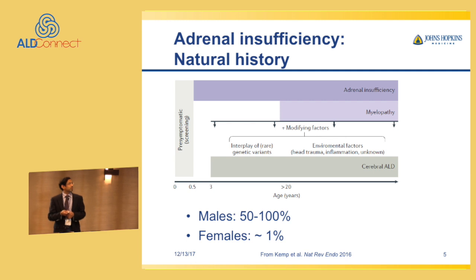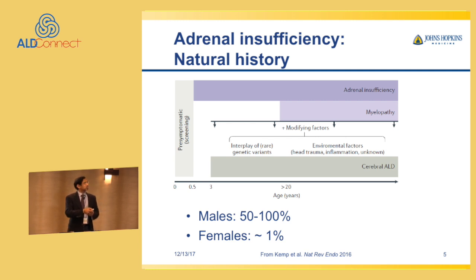So just a little bit about natural history. Adrenal insufficiency is thought to affect, depending on which reports you read, and the studies are of course affected by the ages of the patients that they're investigating, anywhere between 50 to 100% of males. Females are less affected, but what I've learned over the last couple of years is that there is a finite number of females, about 1%, that do develop adrenal insufficiency, meaning inability to produce cortisol in adequate amounts.